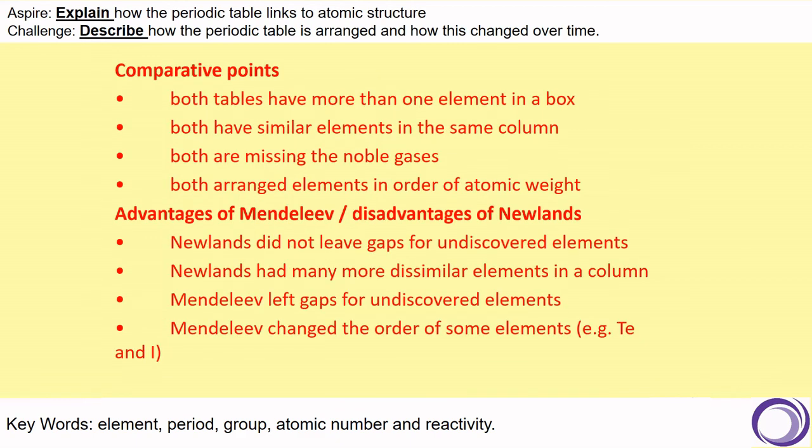The range of correct reasons that you could have is here. So we've got comparative points. Both of them have got more than one element in a box at times. Both of them have similar elements in the same column. Both are missing the noble gases, and they were both arranged in order of atomic weight.